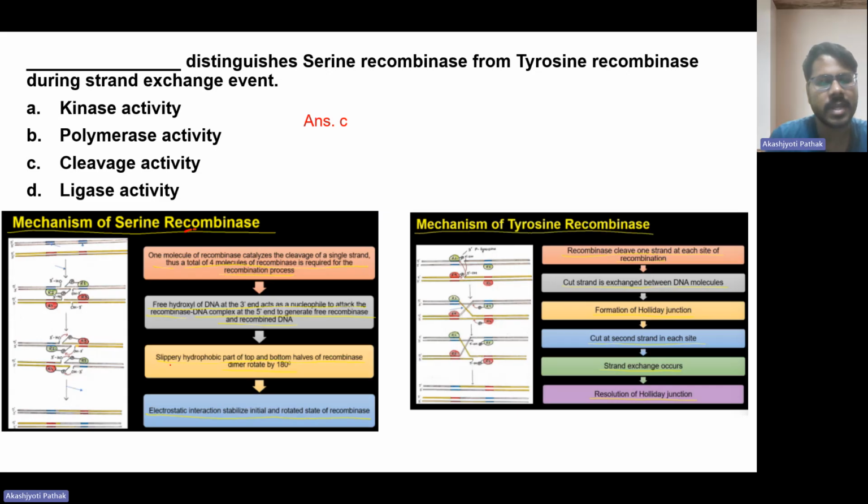Then similarly, what happens? The slippery hydrophobic part of the top and bottom halves of the recombinase dimer rotate by 180 degrees, and electrostatic interactions stabilize the initial and rotated state of the recombinase. While in case of tyrosine recombinase, you can see here there are two strands which have been broken, and this recombinase leaves one strand at each side of recombination. Okay.